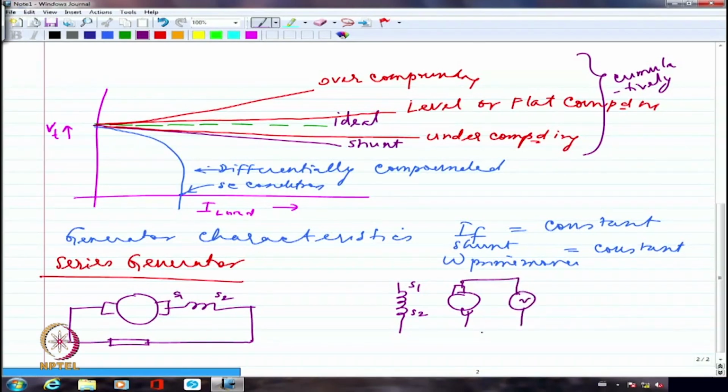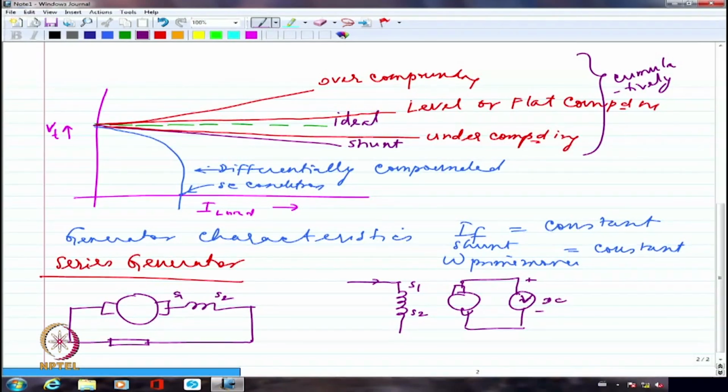So I'm going to put a voltmeter here. I'm going to connect a DC voltmeter, with plus minus, of course. I will put a DC voltmeter with plus minus like this. That is essentially going to give me, for different values of the field current, the voltage generated across the armature.